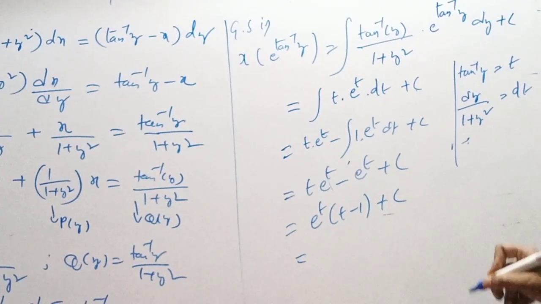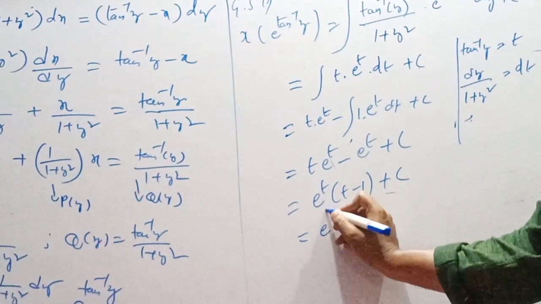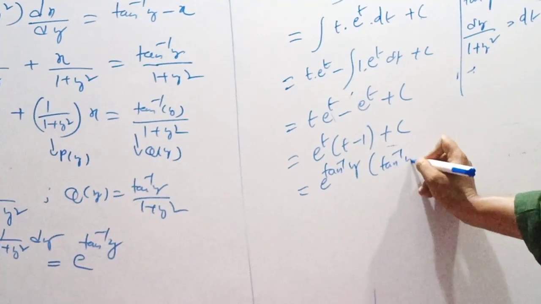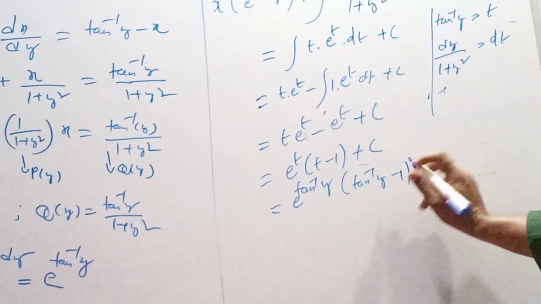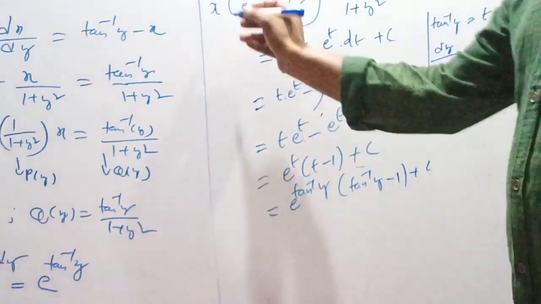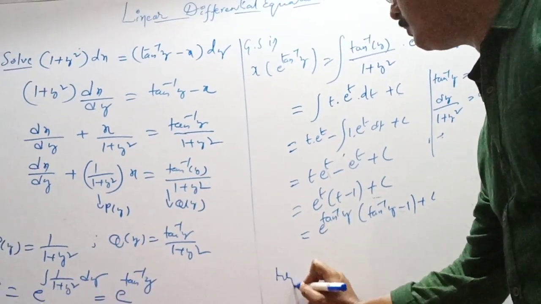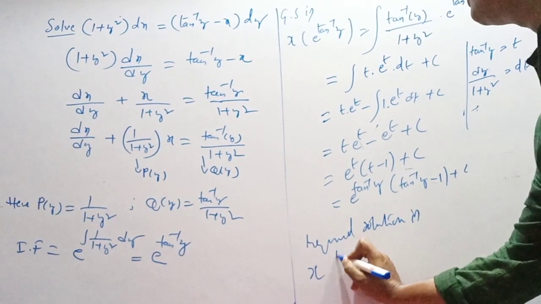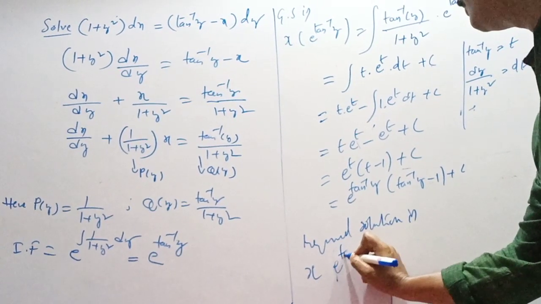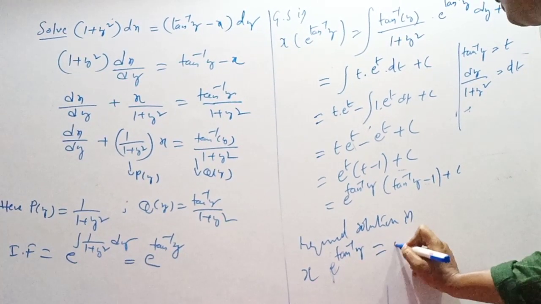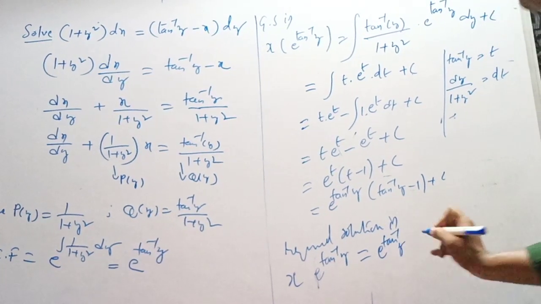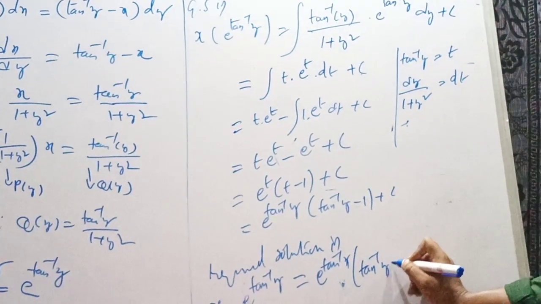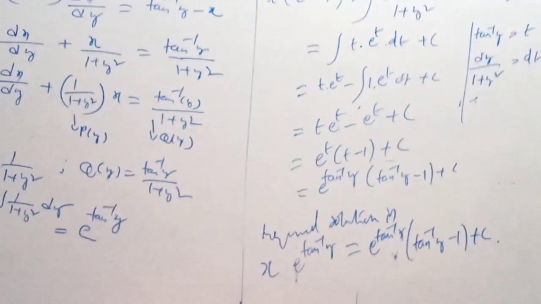Okay, so what is t? Tan inverse y. So e to the power of tan inverse y into tan inverse y minus 1 plus c. Okay, therefore the required solution is x into e to the power of tan inverse y equal to e to the power of tan inverse y into tan inverse y minus 1, plus constant c.